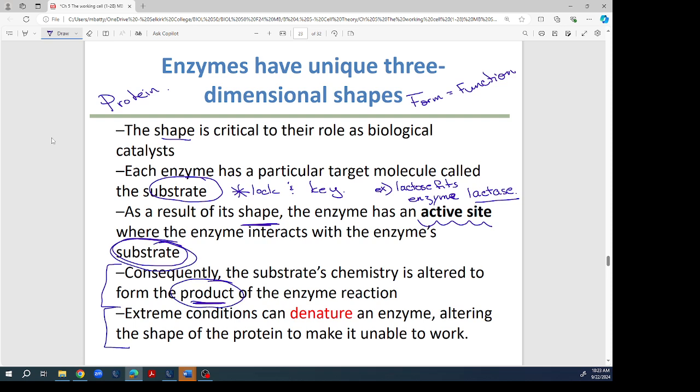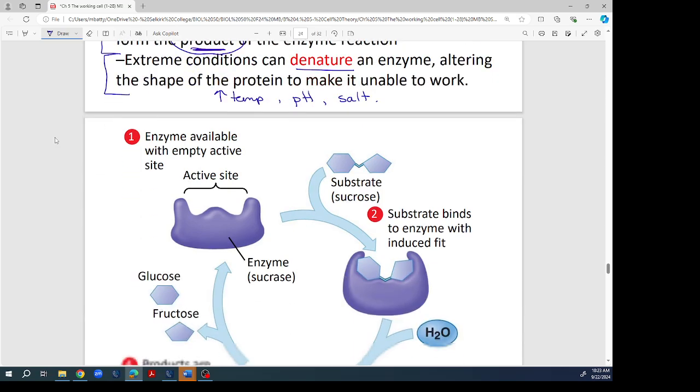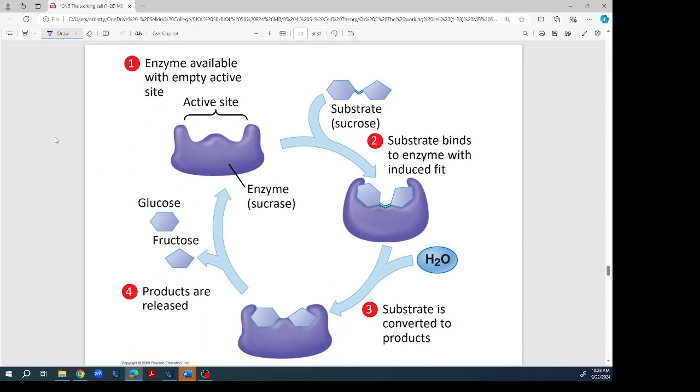If we were to shift the conditions, we could denature the enzyme. This happens a lot if you cook things. And so if you have a high temperature, or change the pH, or change the salt level. We talked about this back when we did proteins back in chapter 3. So in terms of now understanding this, I love this picture.